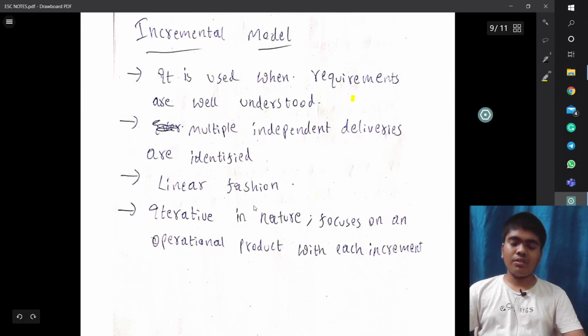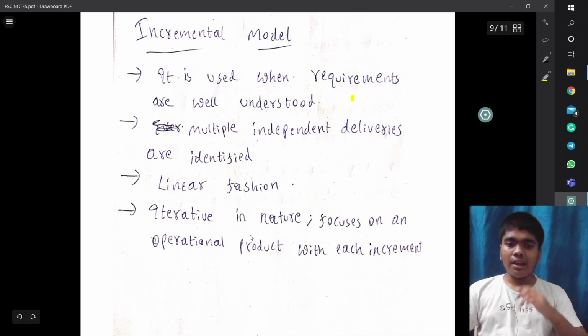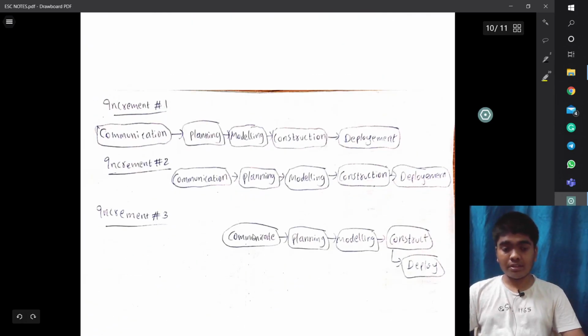It is in a linear fashion, the same as the waterfall model and the V model. Iterative in nature, it focuses on an operational product with each increment. We will discuss all these points. Iterative in nature, focusing on an operational product with each increment, means it recaps everything for each increment. If you watch the picture, we may get some clarity.